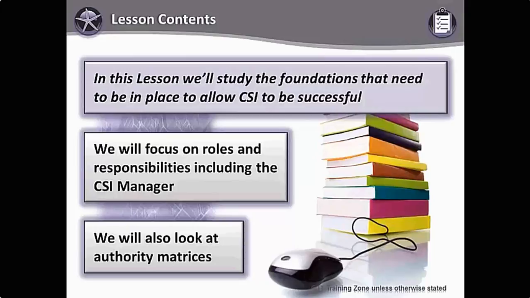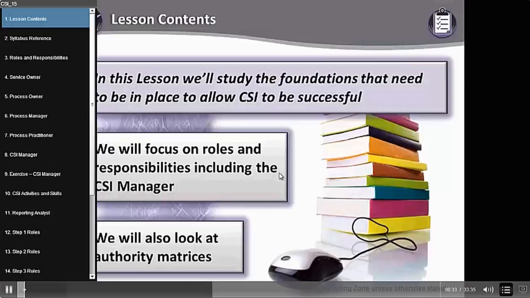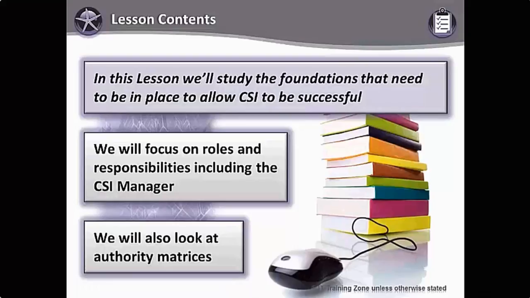Welcome to Lesson 15. In this lesson, we will look at the foundations that need to be in place to allow continual service improvement to function successfully. We will focus on the roles and responsibilities associated with improvement, including Service Owner, the generic process roles, and the CSI Manager. We will also look at how authority matrices can be used in support of continual service improvement.